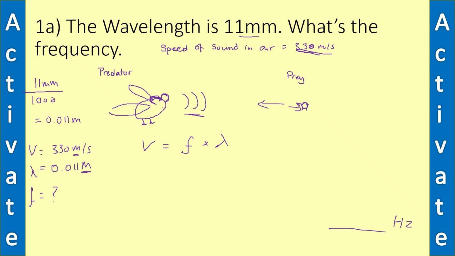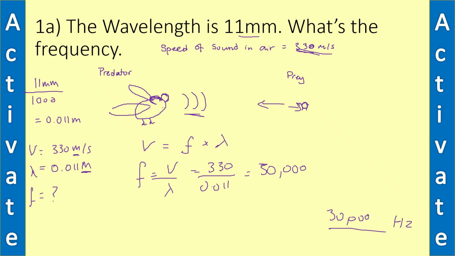Okay, so rearrange to make frequency the subject. It's going to be velocity over wavelength. 330 divided by 0.011 is going to give us 30,000 hertz. I'll stick that on the line to be sure.